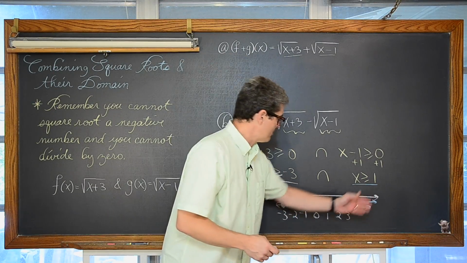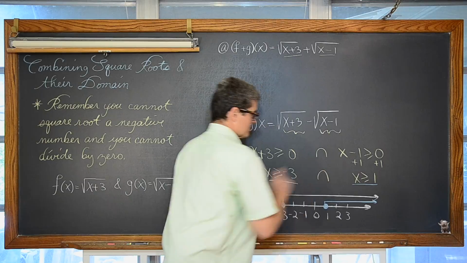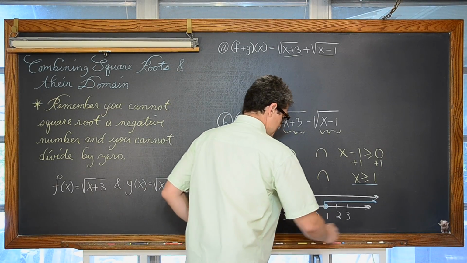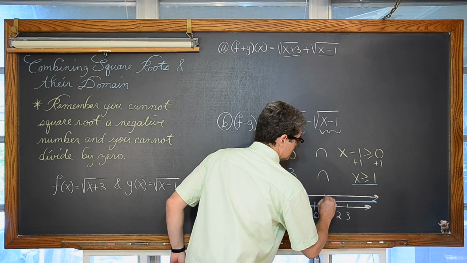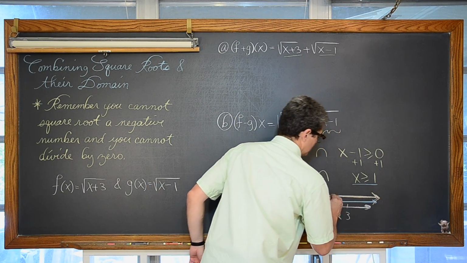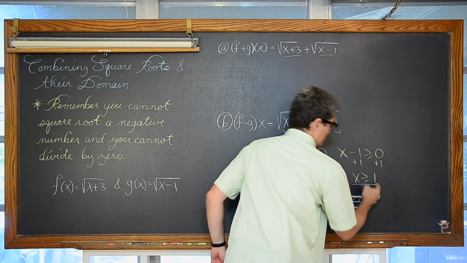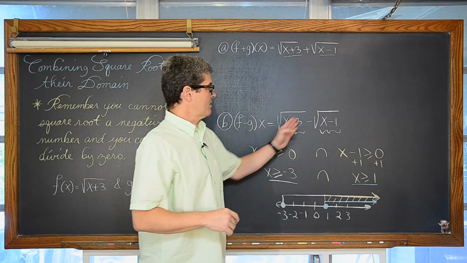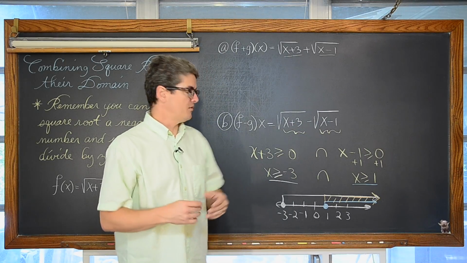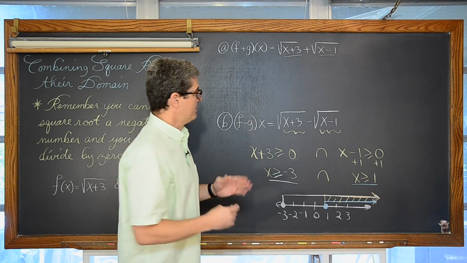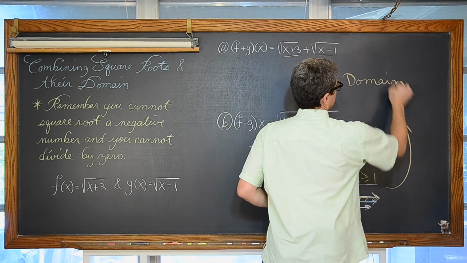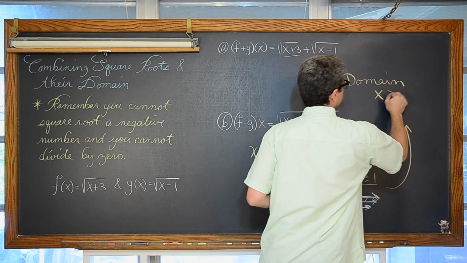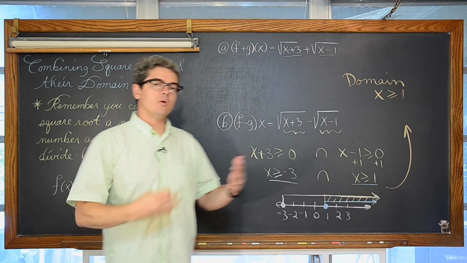So I'm going to come through here. Neither one of these conditions are satisfied. Here, only this condition is satisfied. Nope. This is the part that we want. This is where we have the shading that is satisfying both of these inequalities. Both of these expressions need to be greater than or equal to 0 so that we can take the square root of those values. So our final answer for the domain is that x needs to be greater than or equal to 1. And that's what the answer looks like with inequality notation.